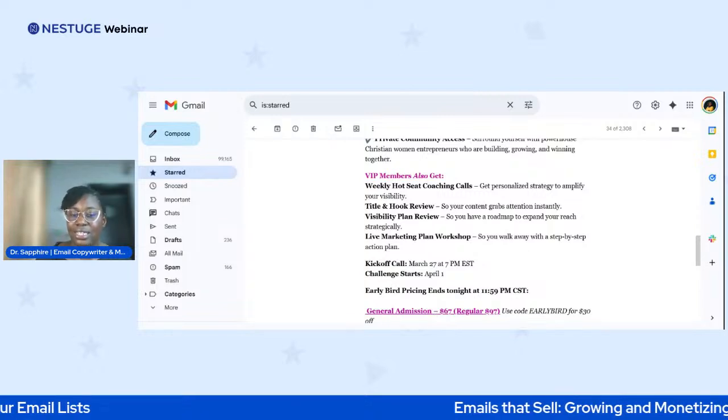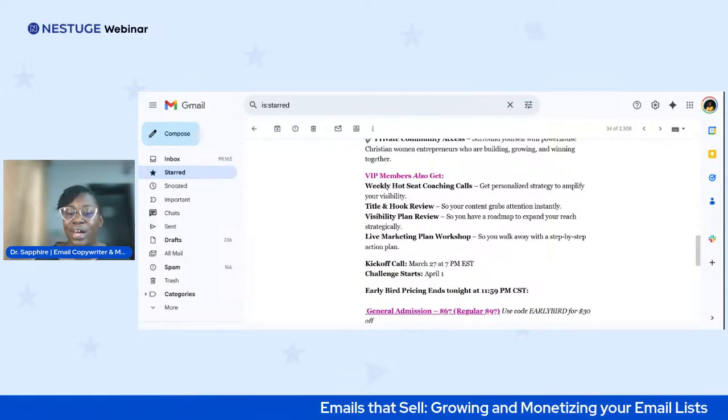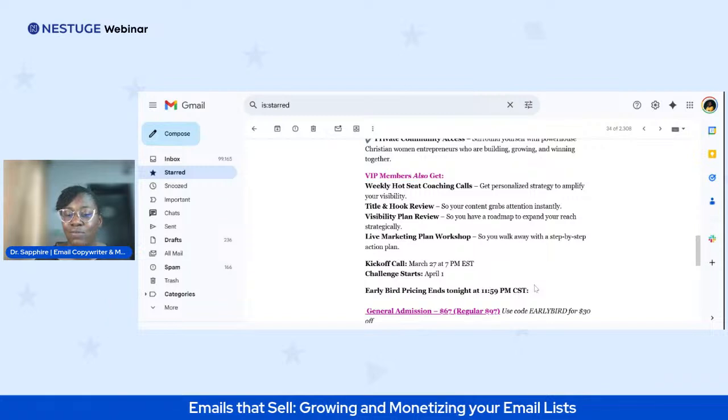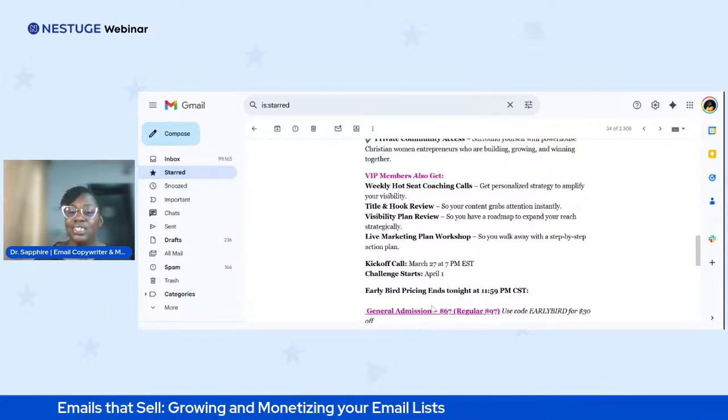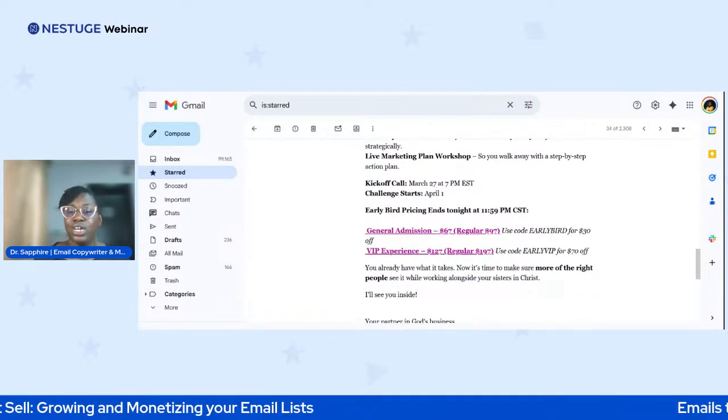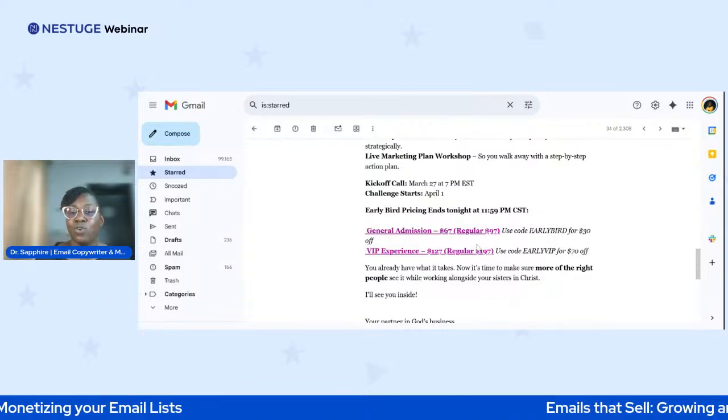And then it starts. The early bird pricing ends tonight at 11:56:59. Then the general admission, this is it. So you can see the pricing and the admission fees with the early bird codes.